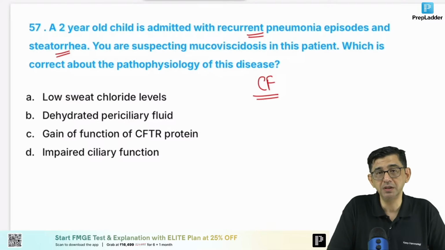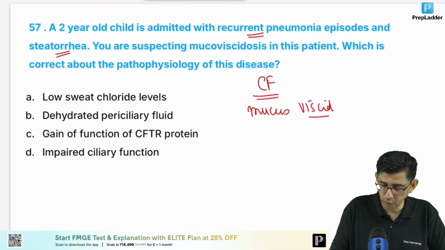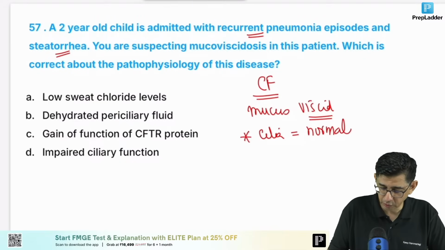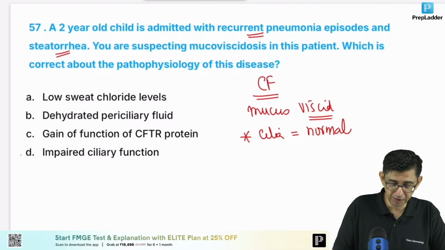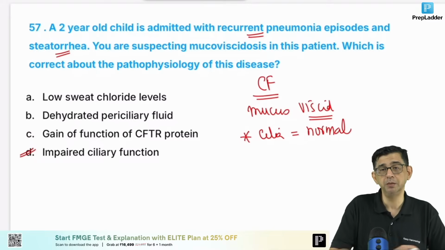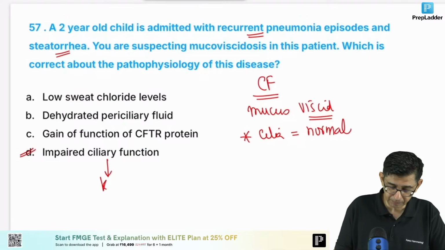He says, what is correct about the pathophysiology of the disease? Quick comments now. What is the problem in cystic fibrosis? The mucus in this condition is very viscid. It is English only. Mucus is viscid. The cilia in this condition is perfectly normal. Please do not mistake it with Kartagener syndrome. I could see a D coming up in the chat. Impaired ciliary function is a feature of Kartagener syndrome.